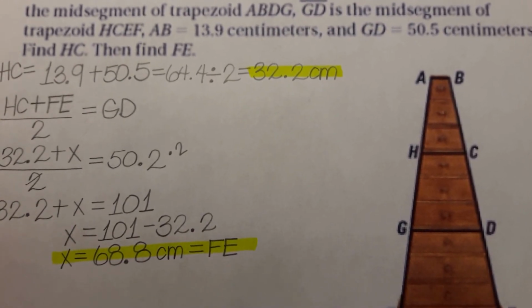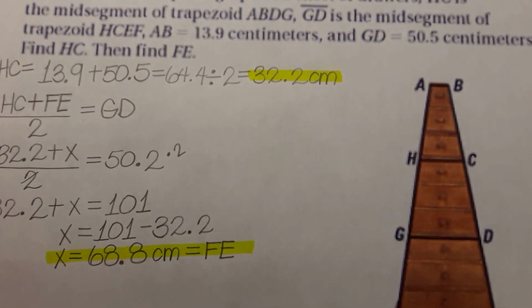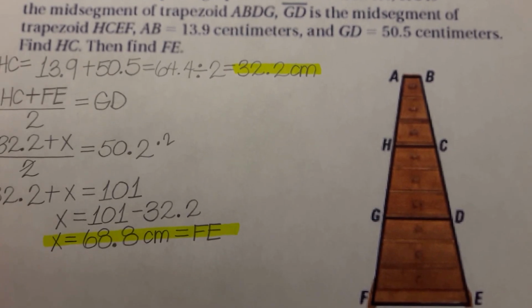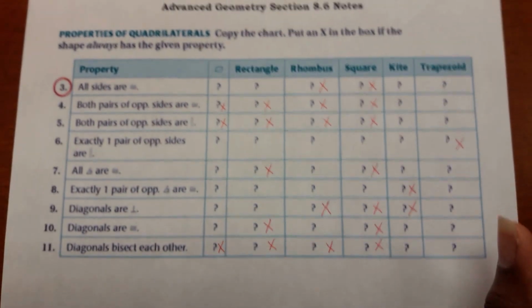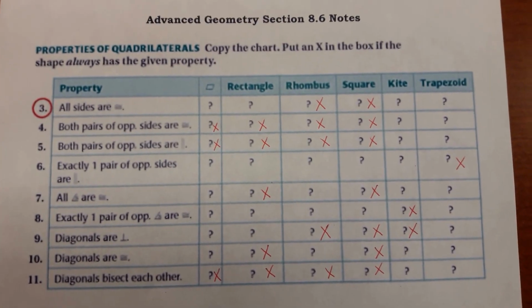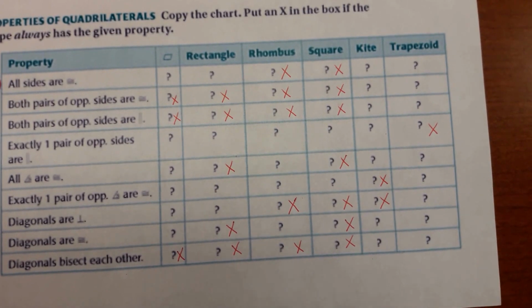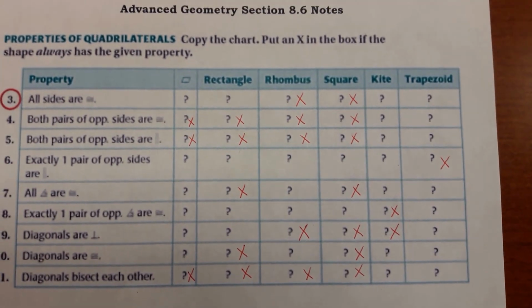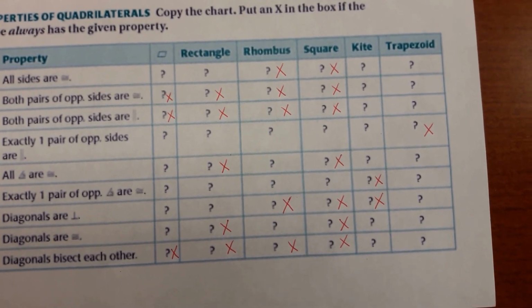And that does make sense because I know for a fact that whatever my answer is, it had to be bigger than 50.5. Okay, now go on to section 8.6. And on this one, if you notice, I didn't do a whole lot of work. I just looked at one part of this section, which is identify special quadrilaterals.